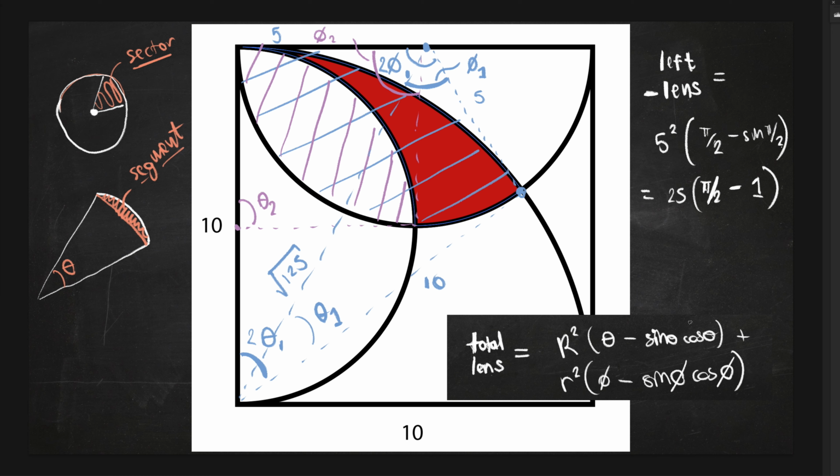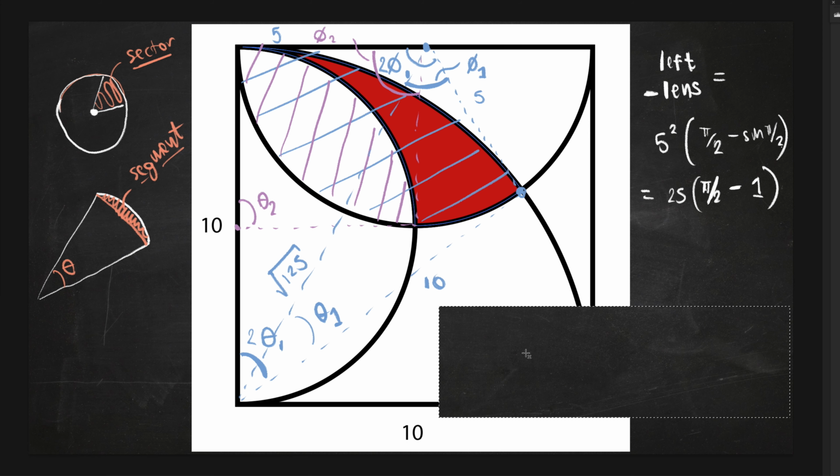So where did that leave me? It left me the 5 squared pi on 2 minus, what was my reasoning there? Left lens. Oh yeah, I see. I didn't actually use this formula when I was doing that. All right, let me delete that. I don't want to use that. Where this came from, I was just thinking about it as two segments.